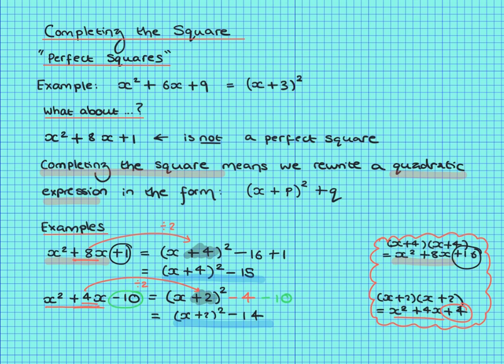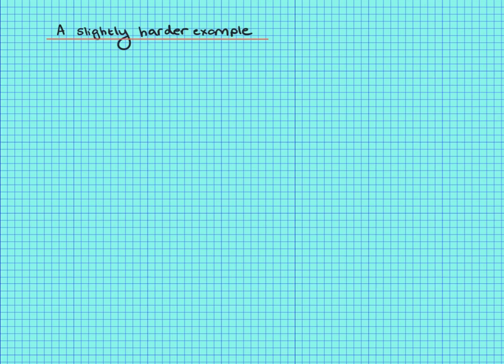Let's have a look at one last example here, which is x squared minus, this time, 10x minus 4. So this is going to be x minus 5 all squared. And then at the end of this, we want to make sure we subtract the 25 and subtract 4. This will give us a final answer of x minus 5 all squared minus 29. So let's have a look at a slightly harder example.